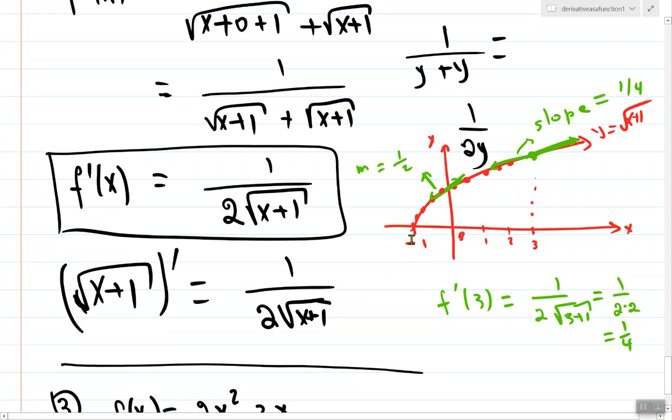And that function is what you see here. So this is like a formula of the slopes of the tangent lines to the curve at any point on the curve.